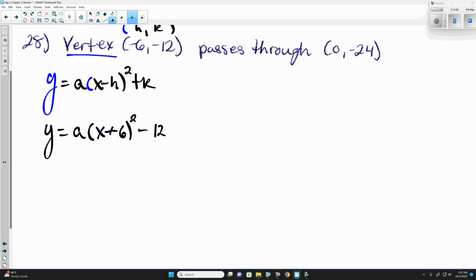So to find the equation, we need the values of a, h, and k. We found h and k, yes? So we have 2/3 of the answer already. We're just missing a. We're going to use this point here. Because what that's telling us is that when the value of x is 0 and we plug it in, we'll get a y value of negative 24. So we're going to replace the y value with negative 24. We're going to replace the x value with 0 and solve for the value of a.